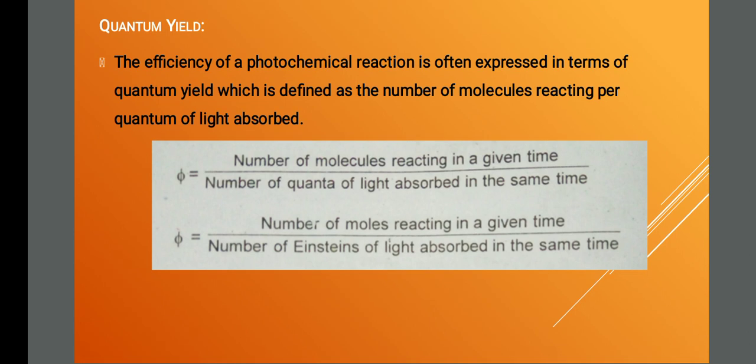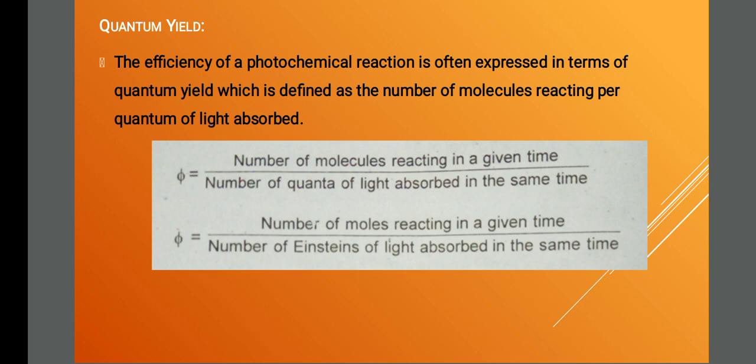What I mean by quantum yield is the efficiency of a photochemical reaction. Quantum yield is the term we use to express the efficiency of a photochemical reaction. We define quantum yield as the number of molecules reacting per quantum of light absorbed.